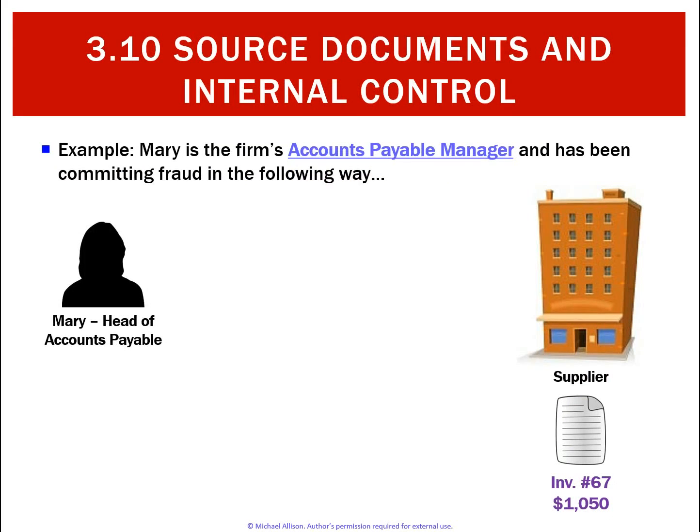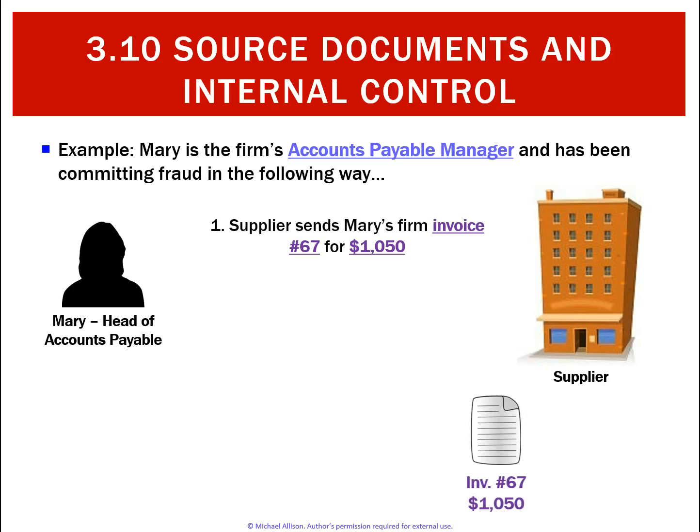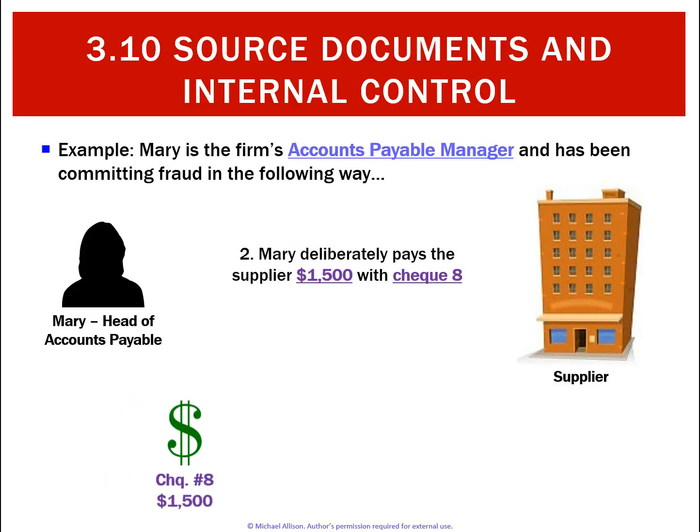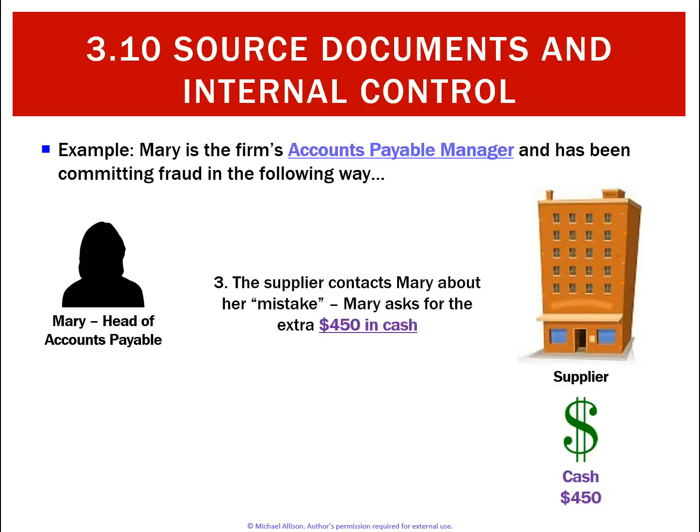We're using a specific example of internal control. Assuming Mary's a head of accounts payable, a supplier has sent our business invoice 67 for $1,050. It's Mary's responsibility to pay that invoice. So instead of paying $1,050, she sends them $1,500 on check number 8. So she's overpaid the account by $450. So the supplier is going to realize that and send back an extra $450 and say you've made a mistake. And Mary, if she's dishonest, might decide to keep that money rather than give it back to the business.